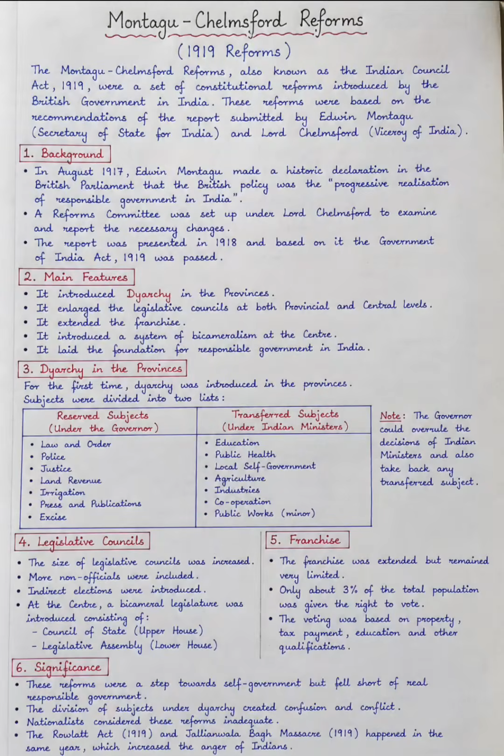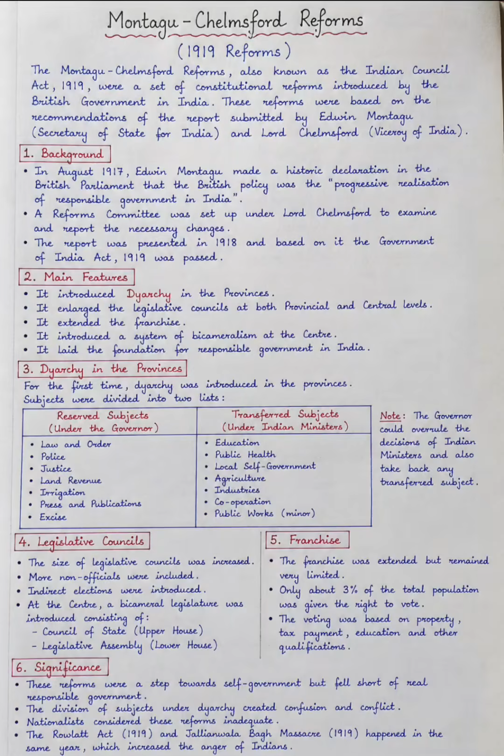Reforms, 1919 reforms. The Montagu-Chelmsford reforms, also known as the Indian Council Act, 1919, were a set of constitutional reforms introduced by the British government in India. These reforms were based on the recommendations of the reports submitted by Edwin Montagu, Secretary of State for India, and Lord Chelmsford, Viceroy of India.